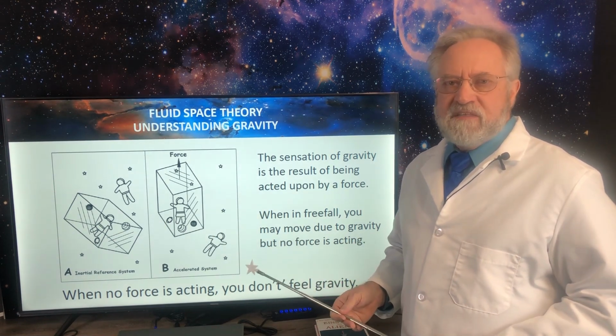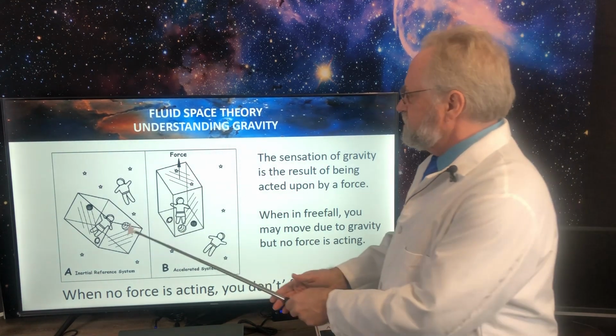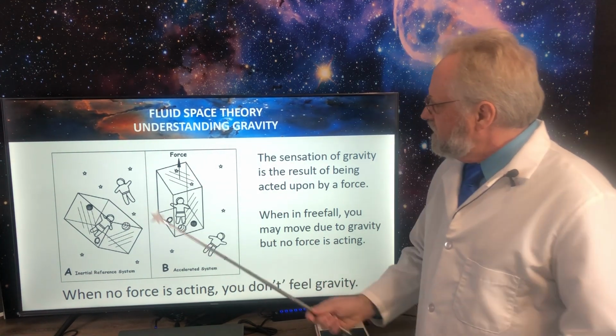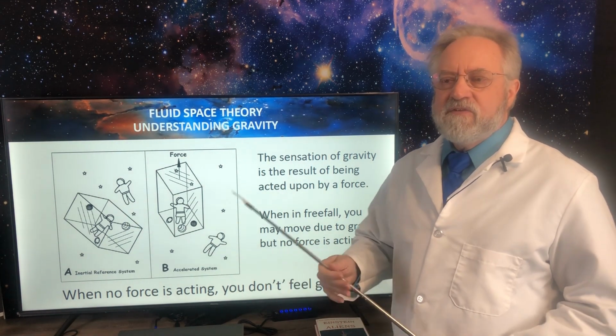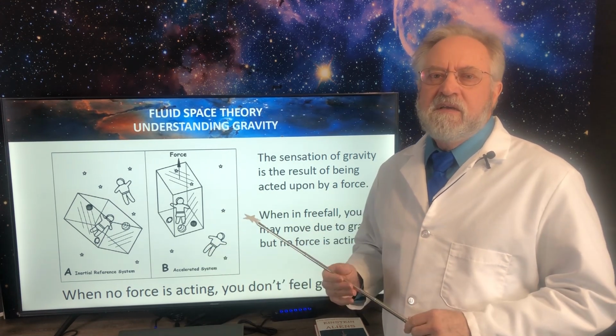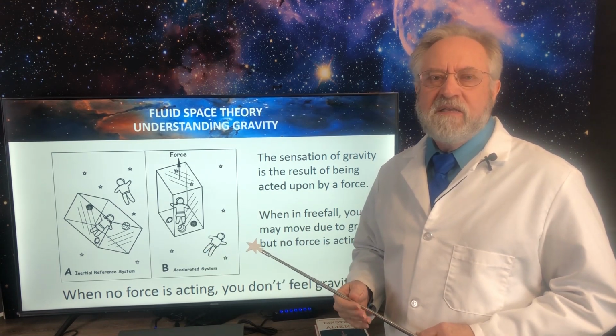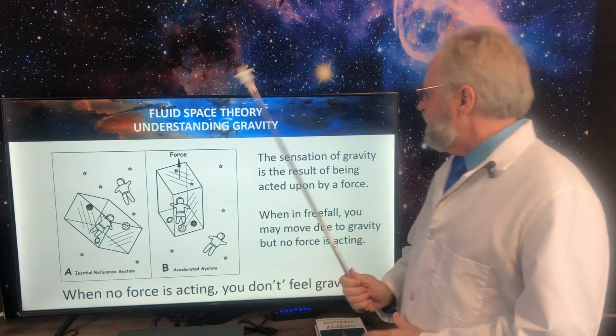There's two basic types of reference frames. First of all, there's the inertial reference frame. We see on the side A of the chart, and that's where you feel weightless. You're floating free like an astronaut in space, on the space station or out in space, away from any massive body, and you're basically in free fall. That's an inertial reference frame.